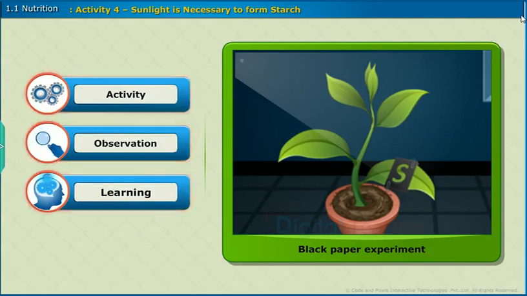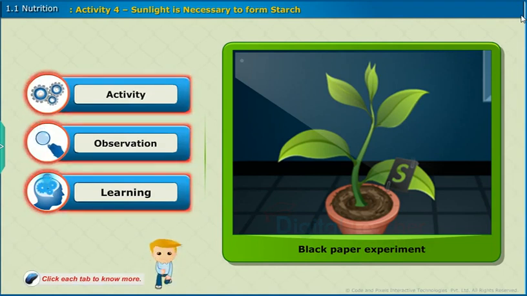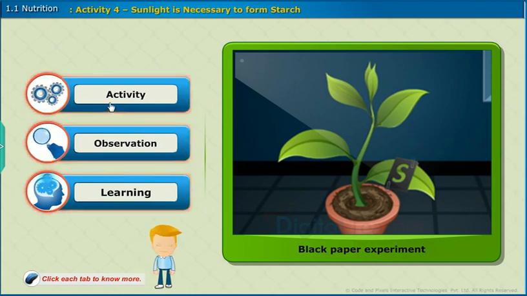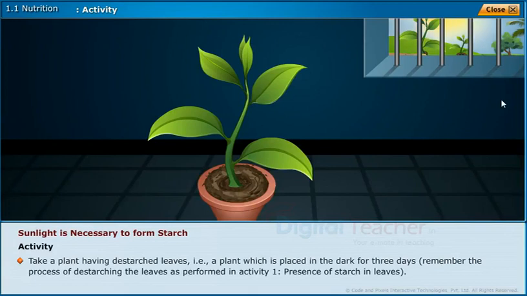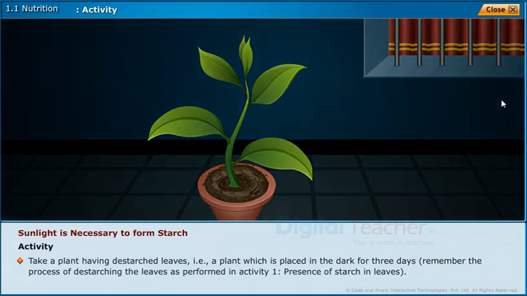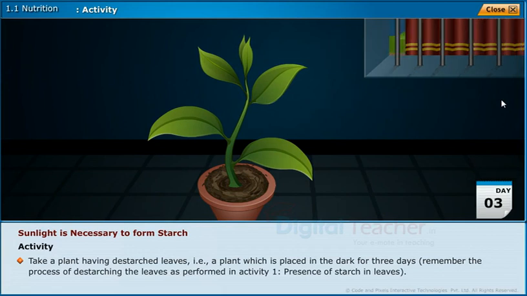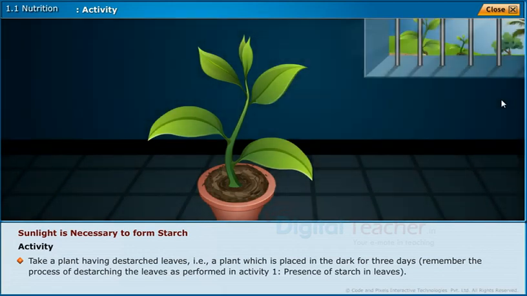Here, let us perform an activity to learn about the need of sunlight in the formation of starch. Click each tab to know more. Take a plant having destarched leaves, that is, a plant which is placed in the dark for 3 days. Remember the process of destarching the leaves as performed in Activity 1, presence of starch in leaves.